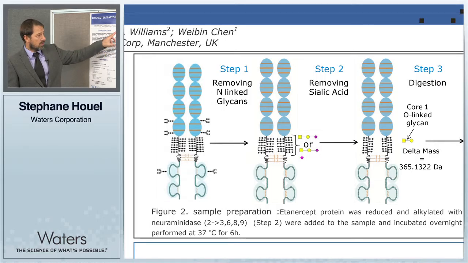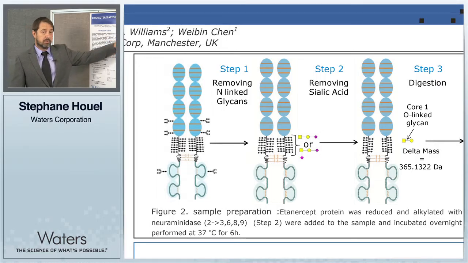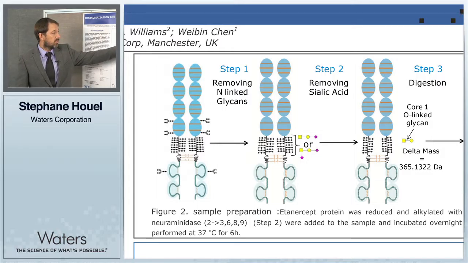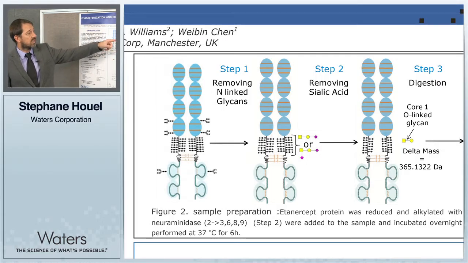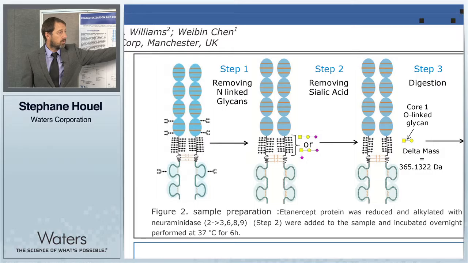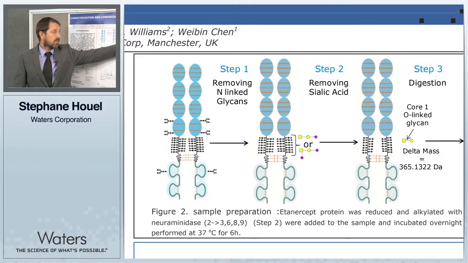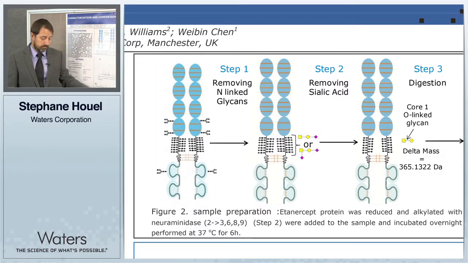O-Glycosylation sites. For the sample preparation, we changed the workflow a little bit. The first step is a common one. We remove the N-linked glycans. But for the second step, for the sialic acid, we know Etanercept is expressed in CHO cells, so you will have a core 1 with 1 or 2 sialic acids. We use neuraminidase to remove the sialic acid. So now we'll have the protein with just the core 1 attached. And the last step is trypsinization. Then we'll have a mixture of peptides with or without the O-glycan, and with the O-glycan, we'll just have the core 1 structure.